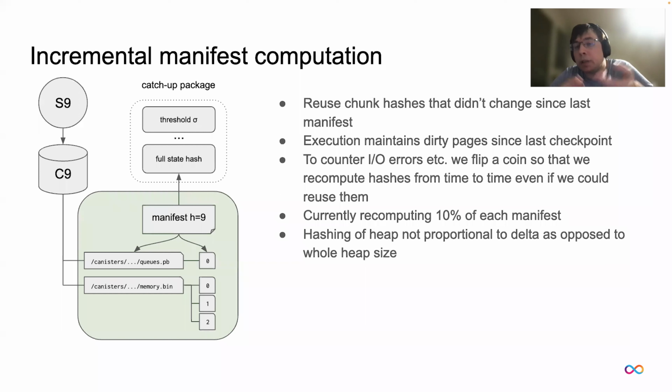The nice thing about this incremental manifest computation is that the time it takes to compute the manifest is no longer a function of the size of the state, which, as you remember, is 200 gigabytes. It's now a function of the changes since the last checkpoint, which in practice on jtdsg is usually a couple of gigabytes.